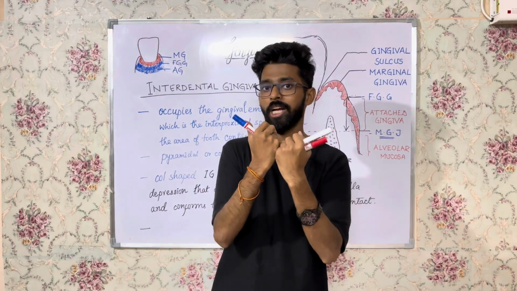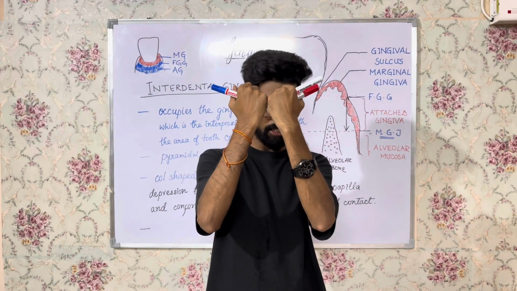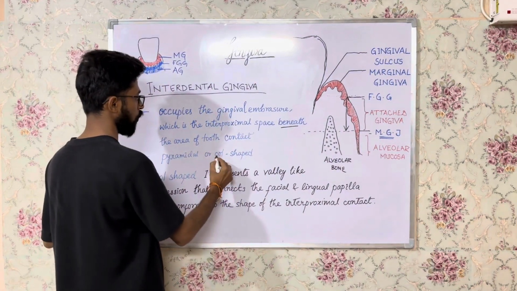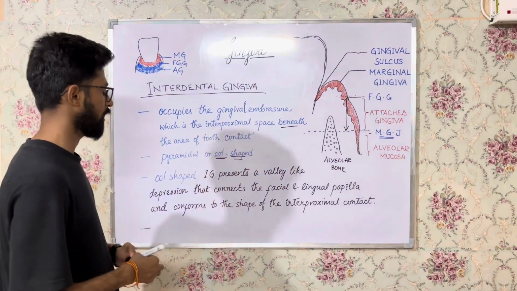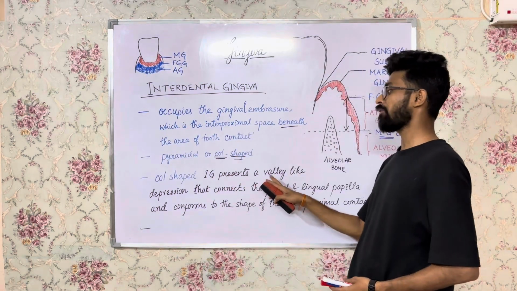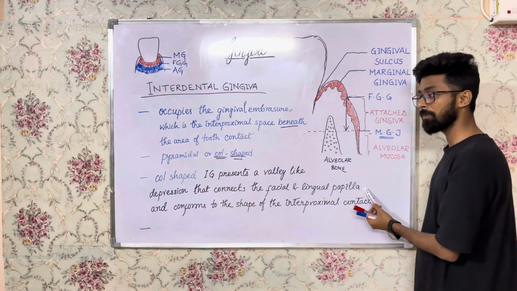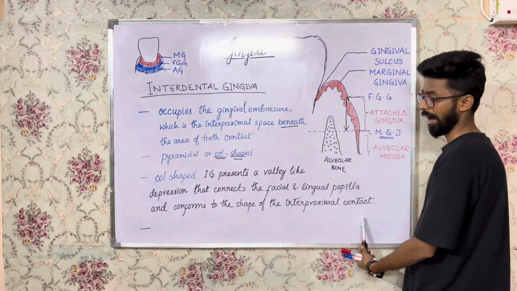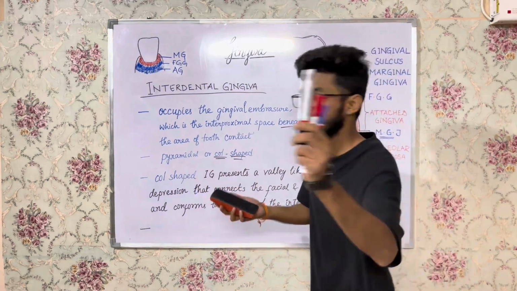Now there are two shapes of interdental gingiva. One is the pyramidal shape. Another is col shaped, C-O-L, col shaped interdental gingiva. So col shaped interdental gingiva presents a valley like depression that connects the facial and lingual papilla and conforms to the shape of the interproximal contact. Now this definition seems a bit hard. We will understand with the help of a diagram, then you will understand better.